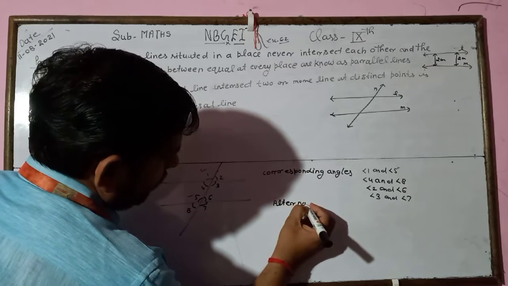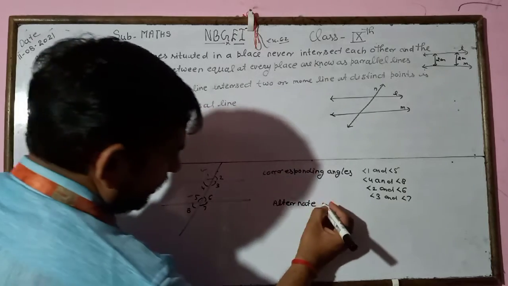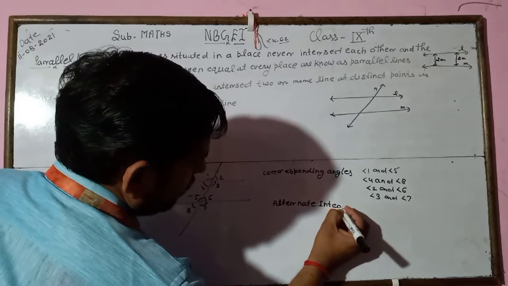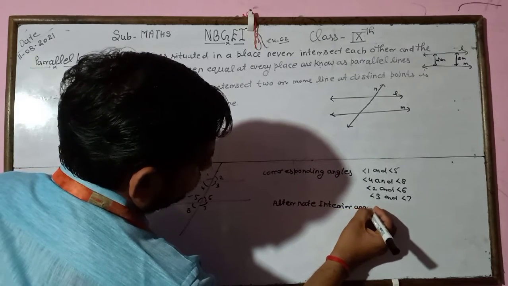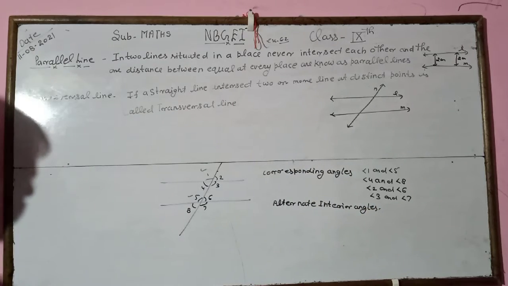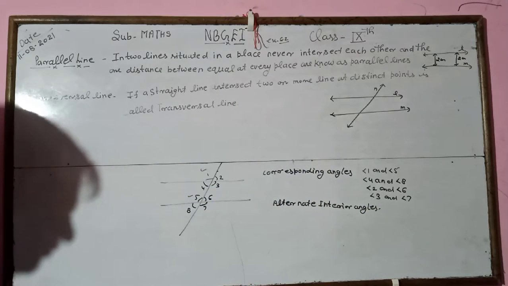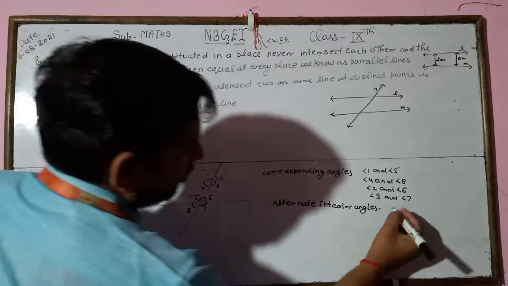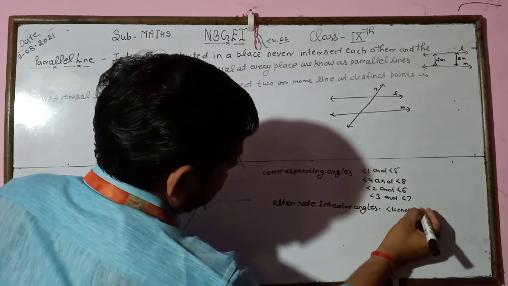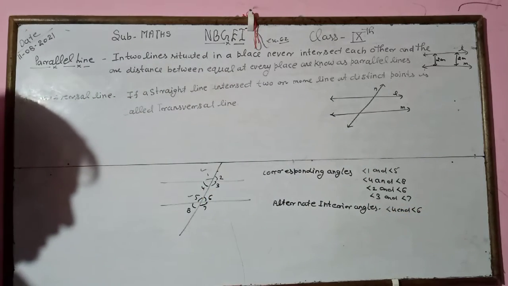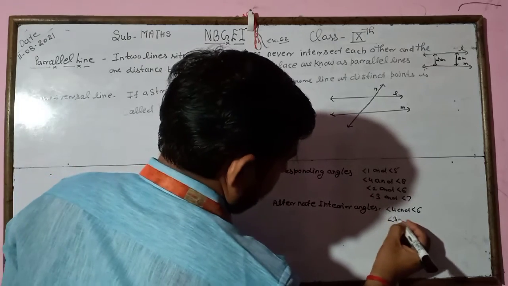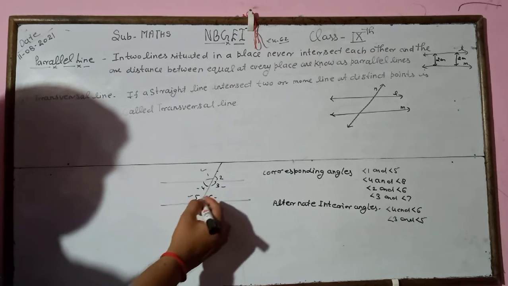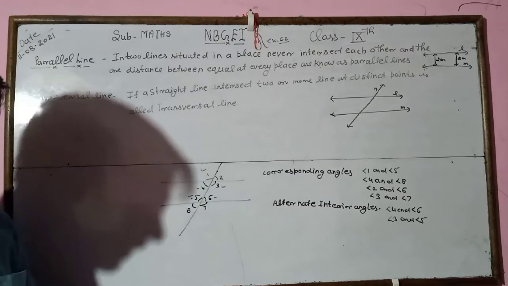Next, alternate interior angles. What are alternate interior angles? Angle 4 and angle 6, and angle 3 and angle 5 are alternate interior angles.